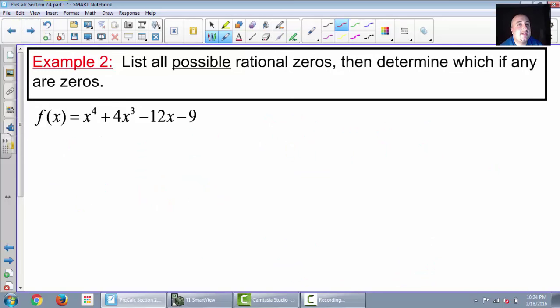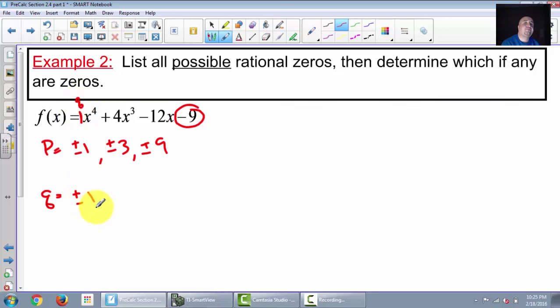Okay, same exact definition. All right, so we're going to find our p's, we're going to find our q's. So our p's are all of the factors of 9. So 1 is a factor of 9, 3 is a factor of 9, and 9 is a factor of 9. No other numbers are factors of 9. Q's are our factors of our leading coefficient, which is 1. So the only factors of 1 are 1 and negative 1.